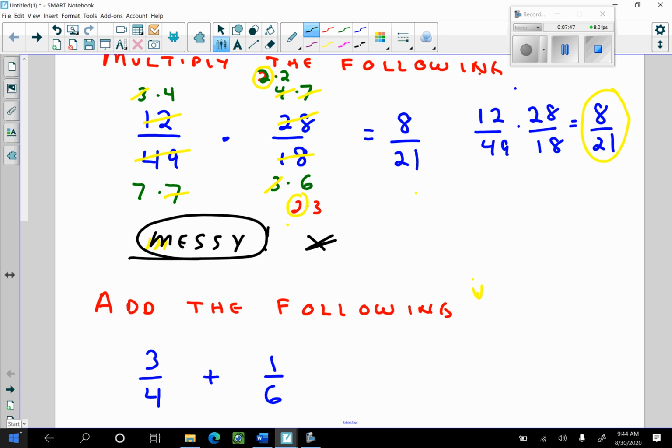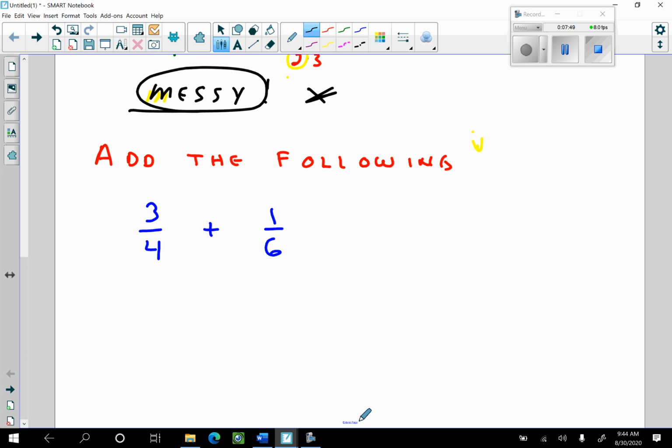Last thing we're going to do here is add the following. And so if I add two fractions, one of the things that I remember from 4th grade or 5th grade, or 6th grade, whenever you learned that, is that you have to have common denominators. And the best thing to do is come up with the least common denominator. Some people call that the least common multiple. I want the least common multiple of 4 and 6, because I want the denominator.